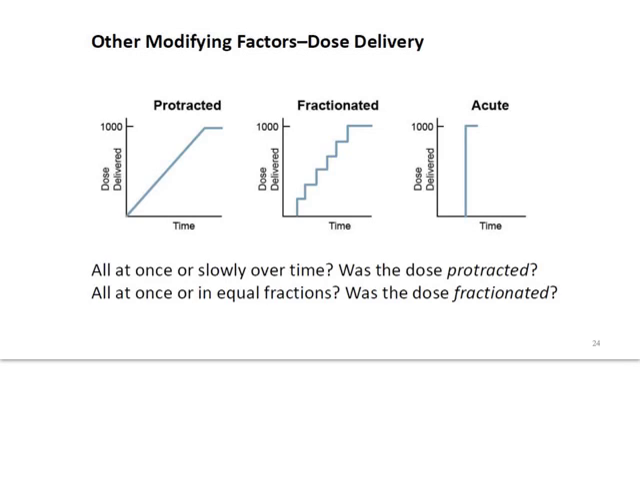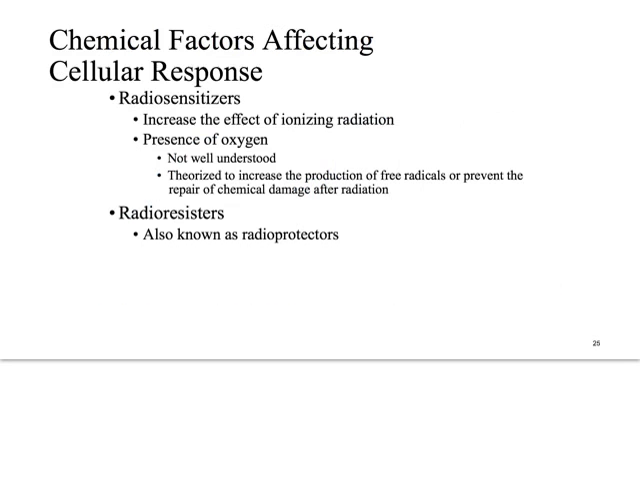So this is that graphed out. We've talked about protracted, where we slow down the dose rate. Fractionated, where we're exploiting the fact that there's a repair process, and we're fractionating the dose to allow for a longer time of surviving fraction. Versus an acute dose, this is delivered over a very short period of time. It's not fractionated or protracted.